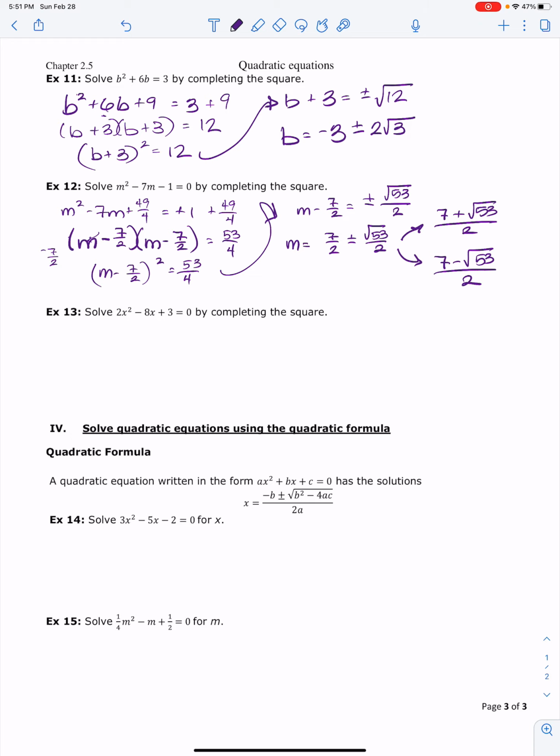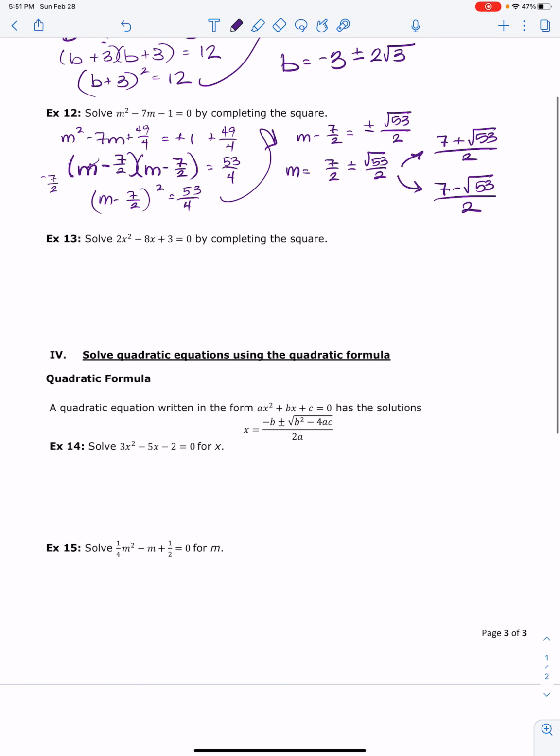Example 13 has a leading coefficient of 2. I'm going to start this the same way. I'm going to move the 3 to the other side by subtracting 3 from both sides. This looks different. I can't make this a perfect square with the 2 out front, so I'm going to factor the 2 out of everything on that side. Now I take a look at my linear coefficient, this negative 4. I cut it in half, we get negative 2. We square that, we get positive 4.